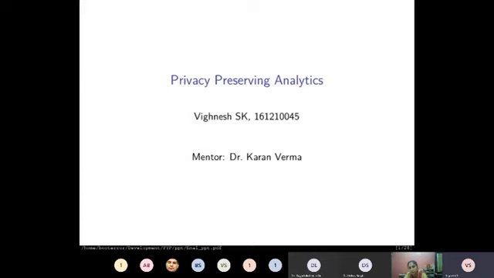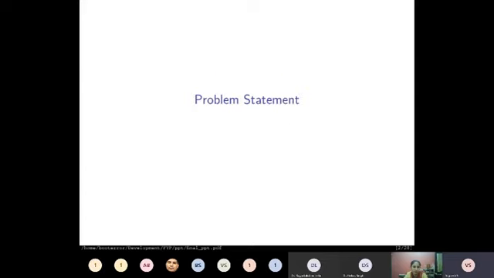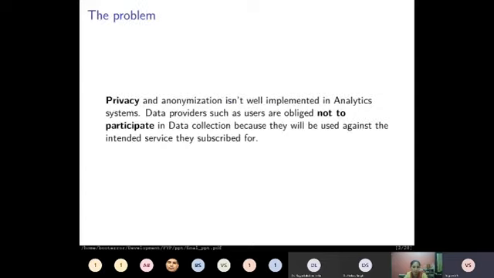Good afternoon, all. Today I'll be presenting on my final year project, which is on privacy preserving analytics. So let's talk about what privacy preserving analytics is about. So the problem is whenever you go online and you subscribe to a service, in order for you to give some results, it wants certain data from you. So what it does, it asks for your data, and it asks from multiple users, and it munches it together and gives the result for what you subscribed for. So that's basically an analytics system.